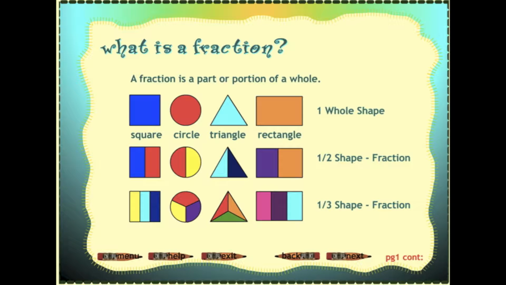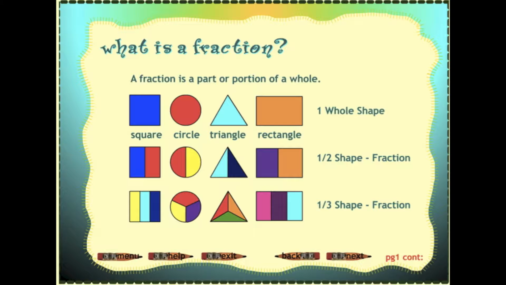Before we get started, we have to go over what exactly a fraction is. A fraction is a part or a portion of a whole. In this example, they give you a square, a circle, a rectangle, and a triangle as one whole shape. The next part is that they split the shape into halves, and they have half of the square, half of the circle, triangle, and rectangle. And two halves would equal a whole, but the half is just a fraction.